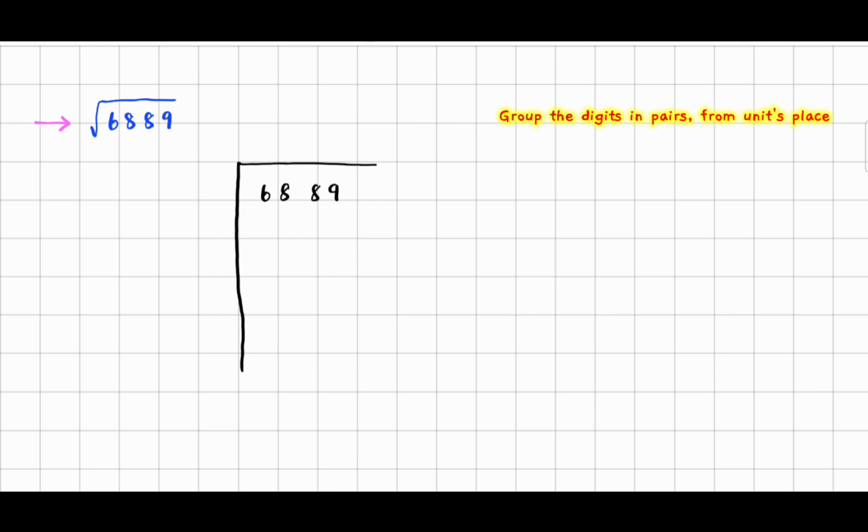The first step is to group the digits in pairs, starting with the digit in the units place. Here the units place is the number 9, so we mark pairs of digits from the right-hand side. This becomes our first pair from the right, the number 89. We continue to mark pairs till we cover all digits of the number. The next pair will be 68. So the first step was simple. We just mark pairs from the right, which gives us two pairs, 68 and 89.